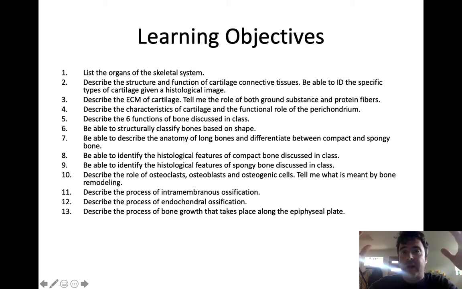I recommend having the lecture handout either out and available or printing it out and having it available so you can take notes by hand. So without further ado, let's go ahead and get going.